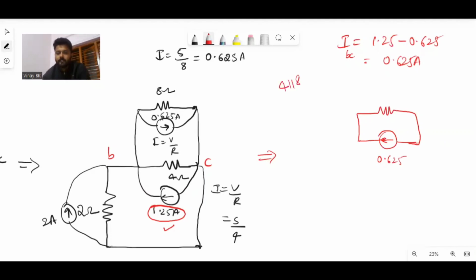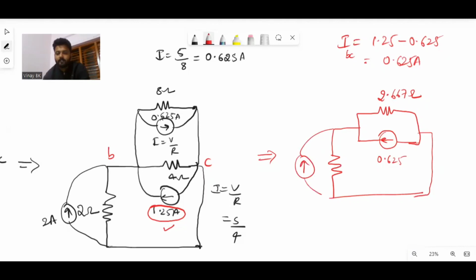And equivalent resistor is nothing but 4 parallel to 8 ohm. 4 parallel to 8 is 4 into 8 divided by 4 plus 8. You can get 2.667 ohm resistor. So again, I'll connect this to resistor 2 ohm. I'll close the circuit, and there will be a current source of upper arrow mark of 2 amperes and 2 ohm.